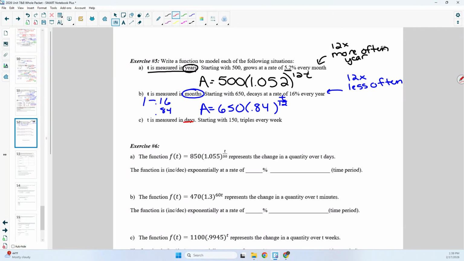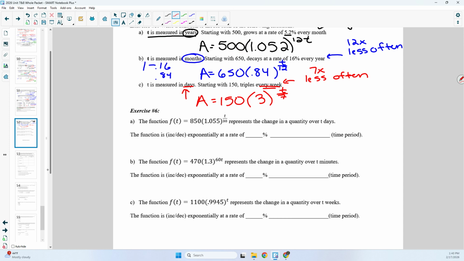Next one, t is measured in days. We are starting with 150. We are tripling, which gives me a base of 3. We are tripling every week, so this is less often than the days. 7 times less often, so we're going to do t over 7 because we have to wait 7 days for that to happen. So now we're going to read some of these.